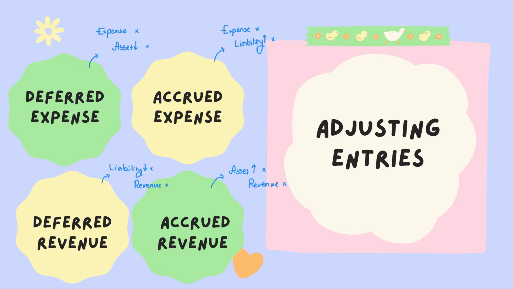So for the deferred expense, it's gonna be expense to an asset decreasing in the credit side. Deferred revenue, I'm gonna decrease the liability account, which is unearned revenue, and I'm gonna credit service revenue or sales revenue. For the accrued expense, it's gonna be expense on the debit side to payable, a liability account, on the credit side. Accrued revenue, I need to credit the revenue account, and I need to debit an asset, which is receivables. I'm gonna receive my money later. So today we're gonna talk about deferred revenue.